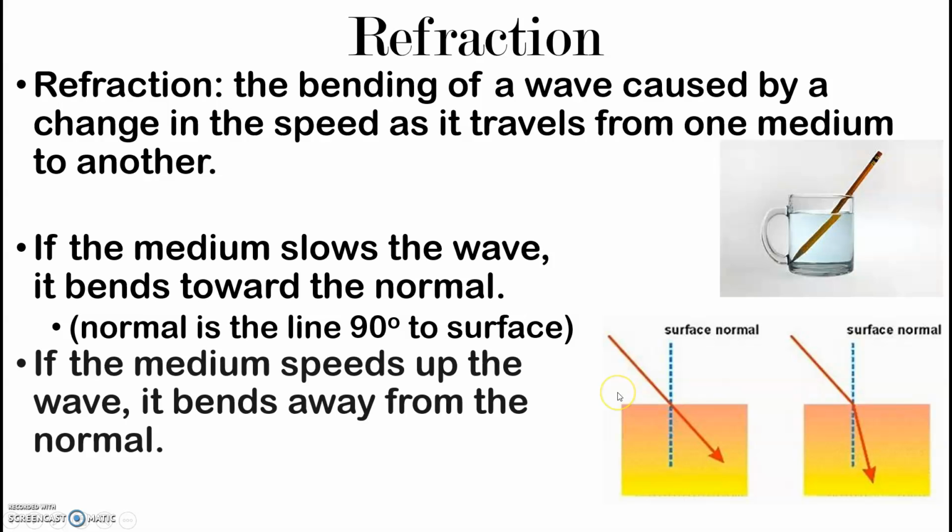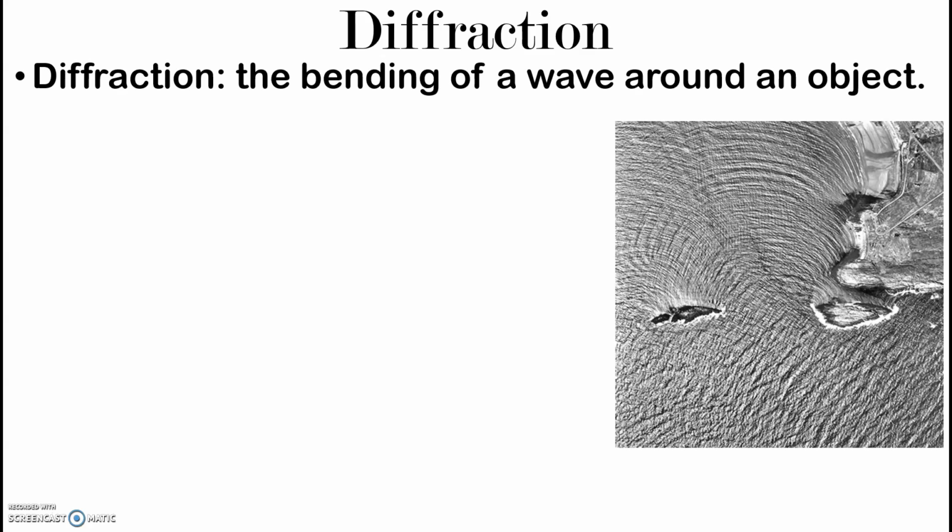All right, so normal again is the 90-degree line to the surface. If the medium speeds up the wave, it bends away from the normal. Excuse me. So there are a few mediums out there, liquid mediums, that actually speed up the wave, and it's pretty cool doing that. I would show you that in class, but I don't have the stuff here at home to do that. So we'll just move on.